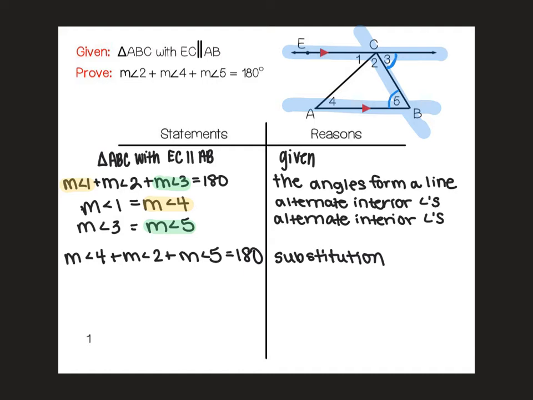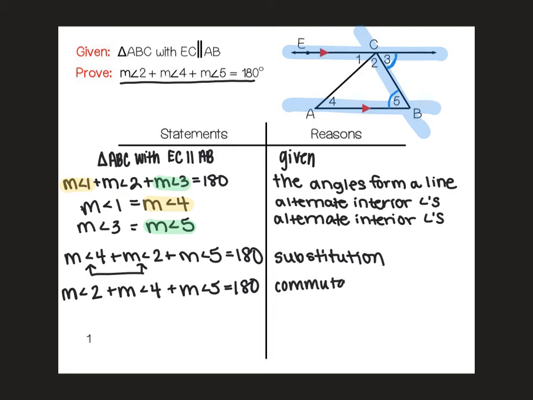Now if you notice, I'm very close to proving what they asked me to prove. I just have these two things out of order. So I need to switch those. And so the measure of angle 2 plus the measure of angle 4 plus the measure of angle 5 equals 180. When we switch things out like this, trading places, we call that the commutative property. And now we have proved that the three angles in the triangle really do add up to be 180 degrees.